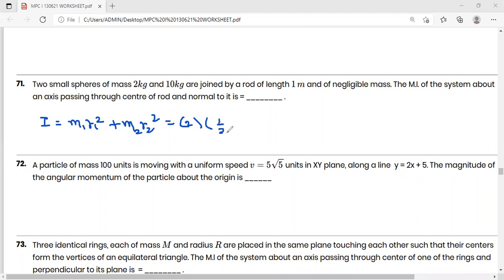m1 r1 square in the sense 2 into, each particle is at half meter distance only, because the distance between the two spheres was given as 1 meter. So this will be half meter, half whole square, plus in the second case it will be 10 into half whole square. This will be 2 by 4, which is 1 by 2, plus 10 by 4, which is 5 by 2. Total it will be 6 by 2 and the answer will be 3 kg meter square. Finally the moment of inertia of the given system will be 3 kg meter square.